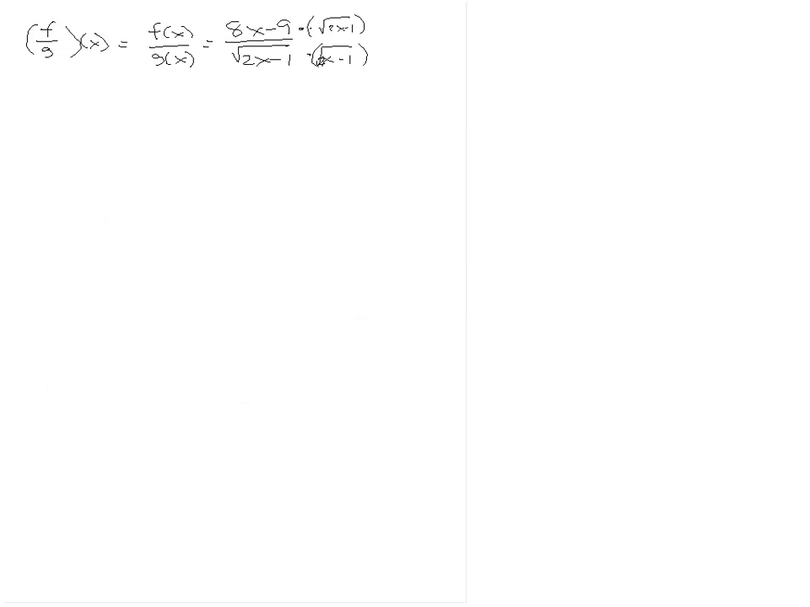Okay? So I get 8x minus 9 times the square root of 2x minus 1. But it's that whole thing, all over. What is the square root of 2x minus 1 times the square root of 2x minus 1? 2x minus 1. Now, you could distribute or you could just leave it. That's as far as you go in terms of x. The question asked in terms of x, your answer was in terms of x. Okay?